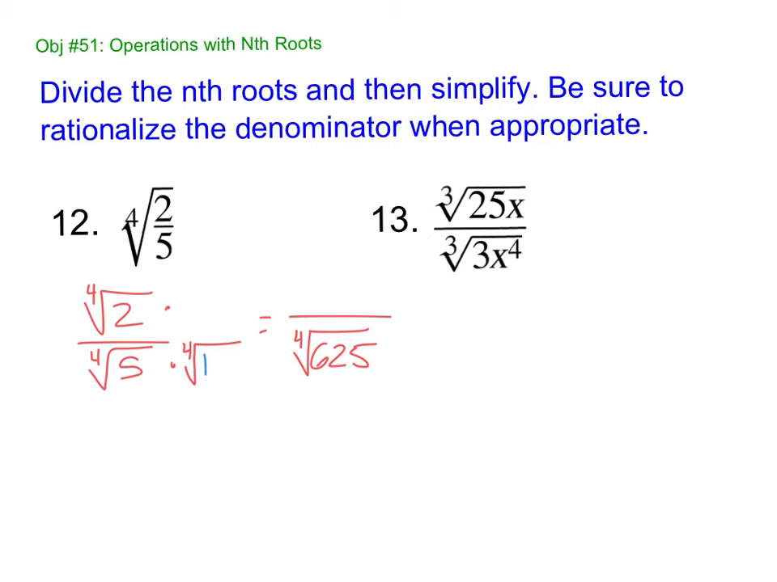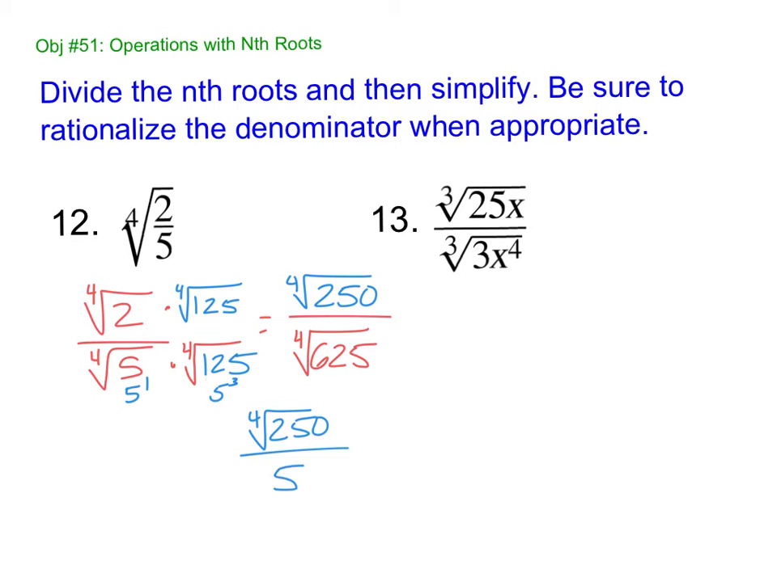125, right? So 125. And another way to think about this is 5 to the first. We need a total of 4 of them. We need 3 more. 5 to the third, so 1 plus 3 is 4. So then that gives us the fourth root of 250. And then so we end up with the fourth root of 250 over 5. And I don't think anything goes into 250. Yeah, because that's 5 3 times and a 2. So that's it. All right, next one.